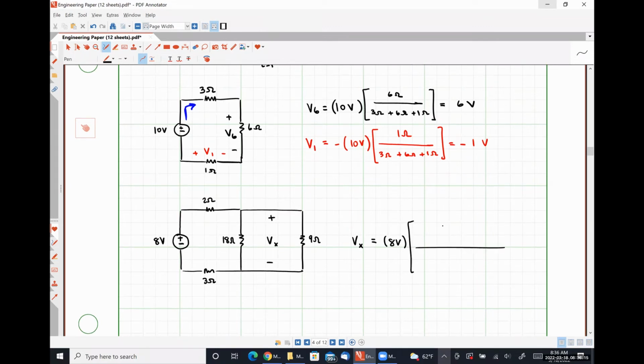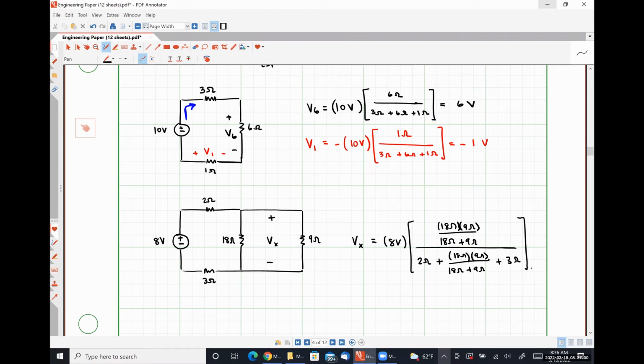in my numerator, I would have 18 ohms times 9 ohms over 18 ohms plus 9 ohms. And then I would have 2 ohms plus 18 times 9 over 18 plus 9, plus 3. So all I've done here is just put that parallel combination of resistors in the place of a single resistor in that series path. Does that make sense?